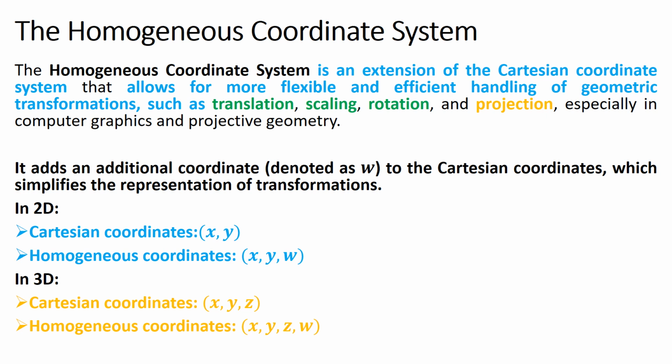The homogeneous coordinate system. The homogeneous coordinate system is an extension of the Cartesian coordinate system that allows for more flexible and efficient handling of geometric transformations such as translation, scaling, rotation, and projection, especially in computer graphics and projective geometry.